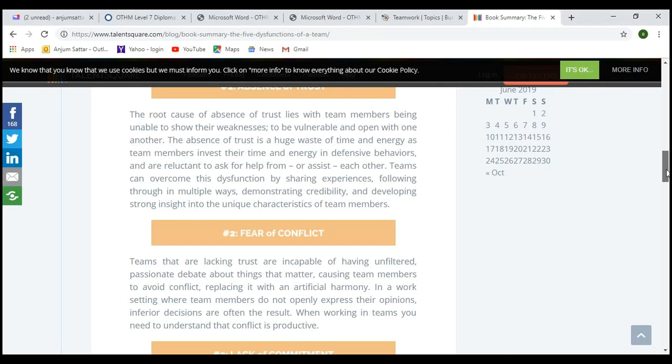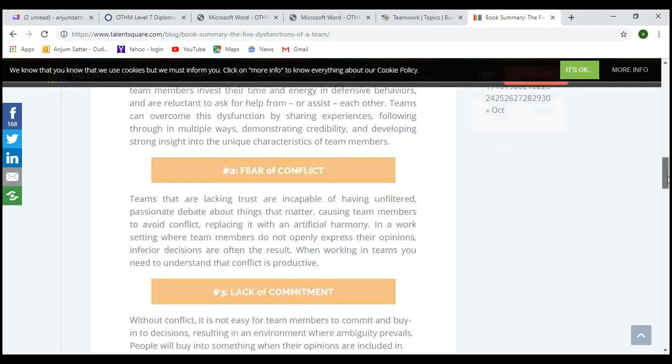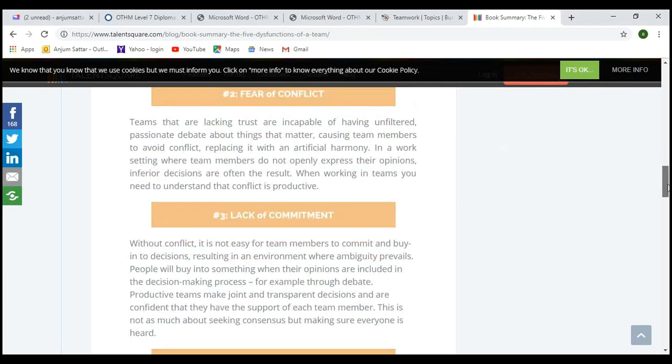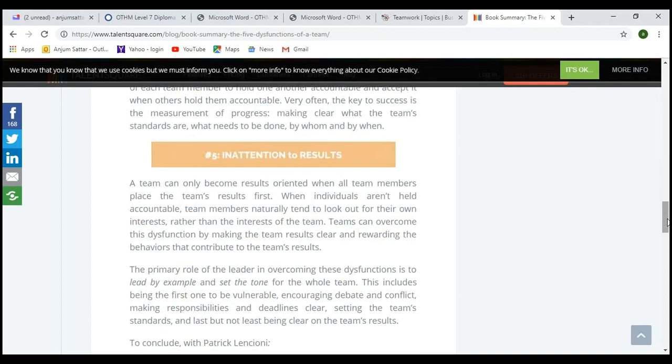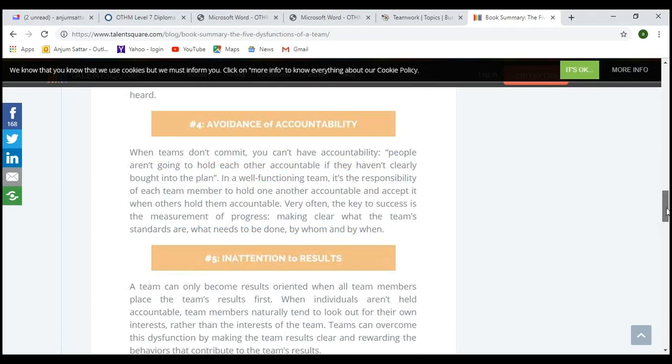A team that lacks trust is incapable of having healthy conflict. So we need to look at the lack of commitment, and we need to increase the commitment. A lack of commitment ultimately leads to poor performance. Then inattention to results, so we need to increase attention. Yes, I missed avoidance of accountability. We need to make sure the people are accountable.